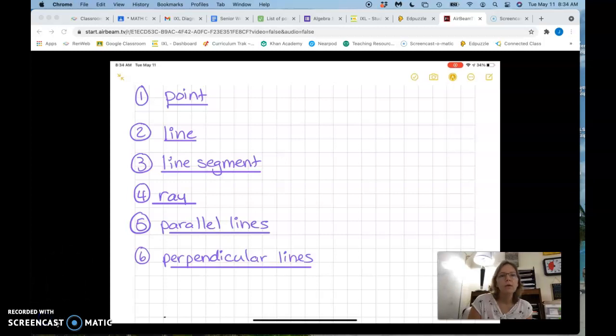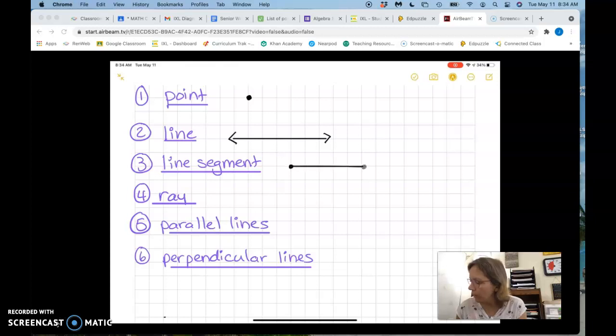Okay, so a point is just like a dot. A line is just what it sounds like. It's a line, but a line has an arrow on each end telling us that it goes on forever in both directions. A line segment is a piece of a line with a point on each end.